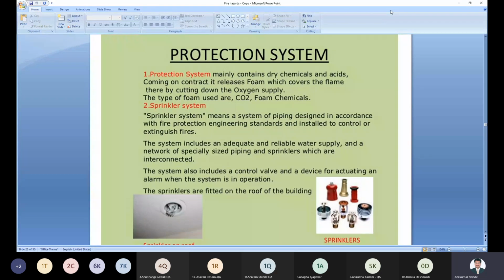Then there are different fire protection systems. The protection system mainly contains a chemical acid which, on coming in contact, releases foam, and the foam cover cuts down the oxygen supply to the fire. The type of foam can be carbon dioxide or foam chemical, so we can prevent different fires. The sprinkler system uses pipes to sprinkle water if there is a fire, to avoid the problem. These are the different valves used.